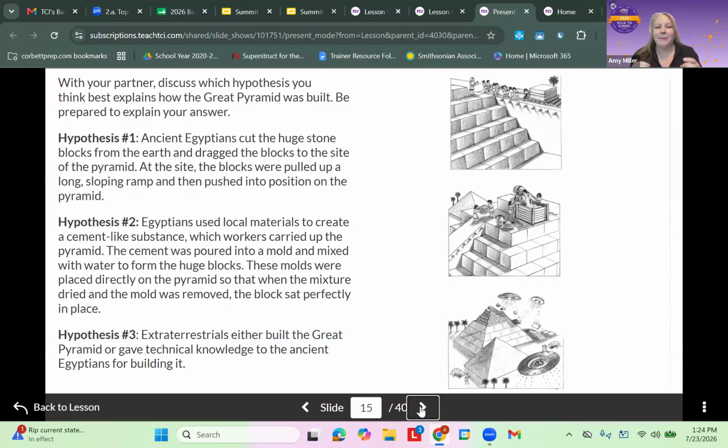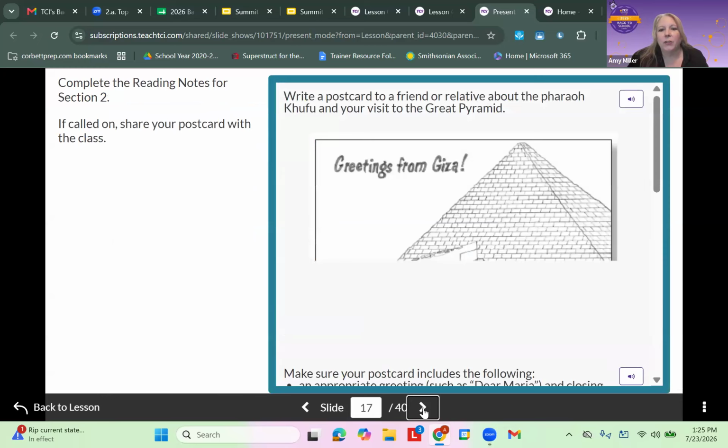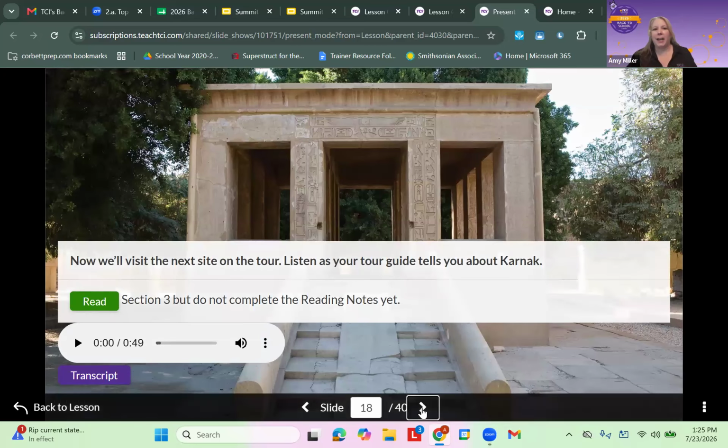And so they get to sit in with their partner and they talk about which of these hypotheses is accurate. Whether they cut the blocks and move them, or they created the blocks on site, or extraterrestrials built the Great Pyramid or gave it. So they create their hypothesis, and then, similar to the very first lesson in our curriculum, investigating the past, they create their idea together, and then they go back into the text and they read what historians think really happened. So they're going to hear what historians say about how the pyramid was built.